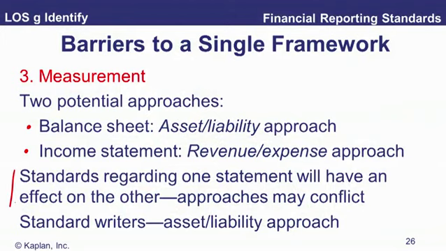Standards regarding one statement will have an effect on the other, and the approach may conflict. Again, that's really because of the double entry bookkeeping process, the idea that the total of debits has to equal the total of credits. So either you focus on the balance sheet, get that correct, in which case your income statement is an afterthought, or you focus on the income statement, get that correct, in which case your balance sheet is a bit of an afterthought. Notice both US GAAP and IFRS tend to focus on the balance sheet.